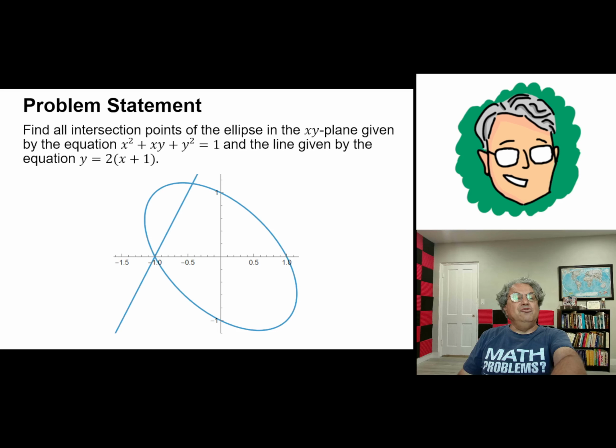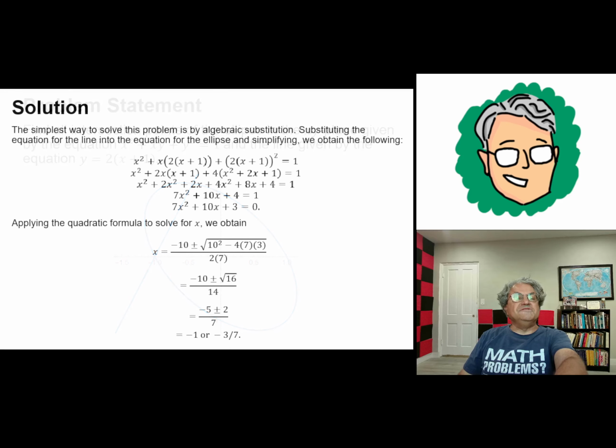So we really want to solve this problem analytically. And it's really not hard to do. All you do is substitute the equation for y given by the linear equation, y equals 2 times x plus 1, into the equation of the ellipse, and that'll give you the values of x corresponding to the intersection points. This is just algebraic manipulation. I'm not going to go through all the steps, but when you're done, you're left with a quadratic equation in x, specifically the equation 7x squared plus 10x plus 3 equals 0.